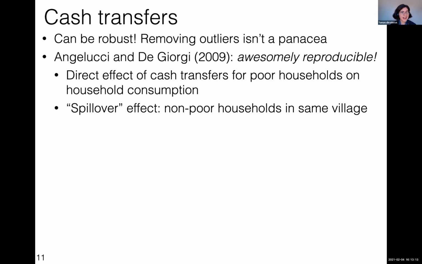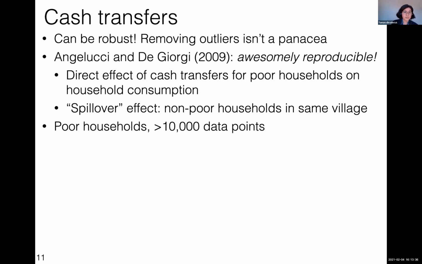Now, a really interesting aspect of this study is that the randomization was on the village level. And so you can ask, hey, there were all these households that didn't qualify for the cash transfers because they weren't poor enough. Did they benefit anyway? Is there some spillover effect on the non-poor households in the same village? Pretty cool idea. So let's look at each of these in turn.